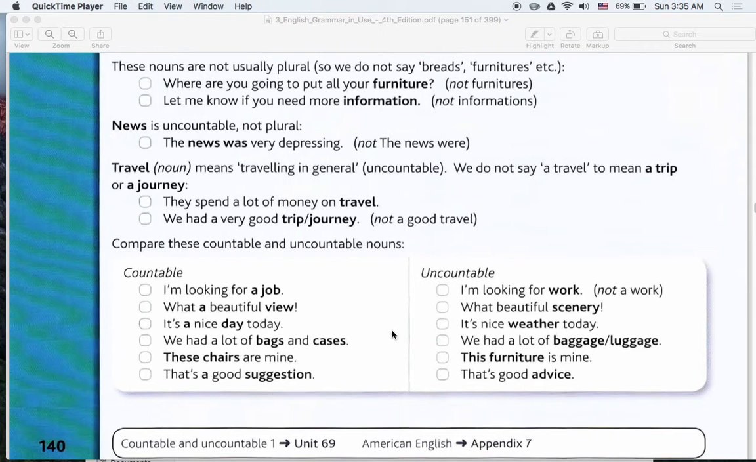Here it's nice weather, and here it's a nice day today. But weather is a general concept, that's why you don't use any article. It's nice weather today. What beautiful scenery. No article. What a beautiful view. I'm looking for a job. I'm looking for work.